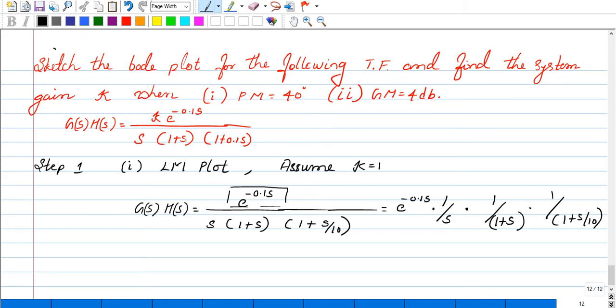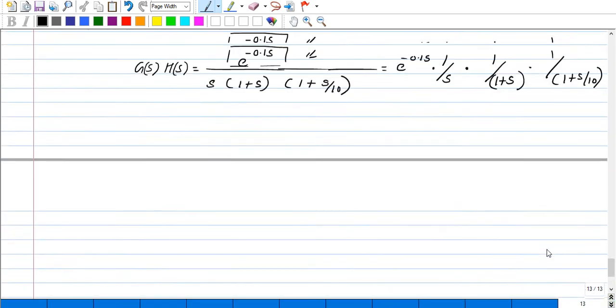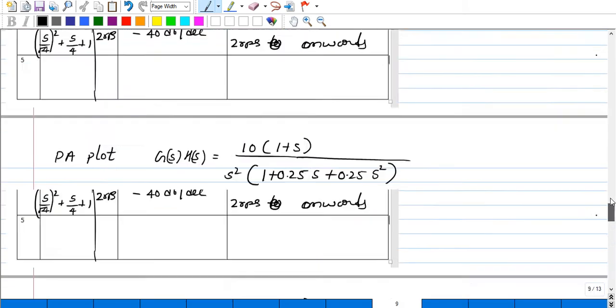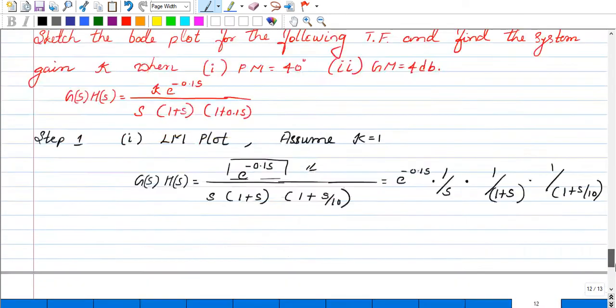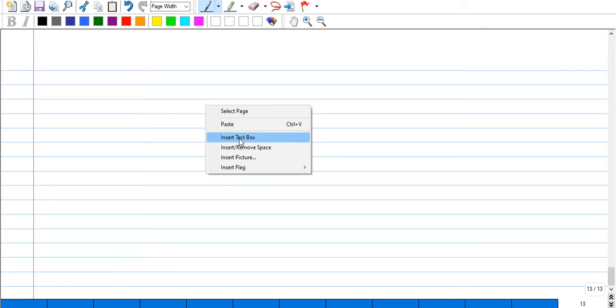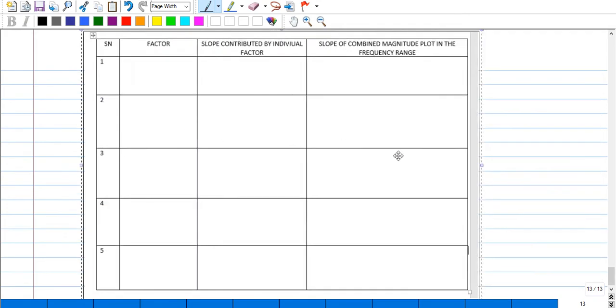Okay, sometimes students will write in the other form and may go wrong in the tabular column, especially when it is in the numerator part. Okay, so let us consider the table. You need to add one more column in this table, and that particular column is meant for corner frequency.